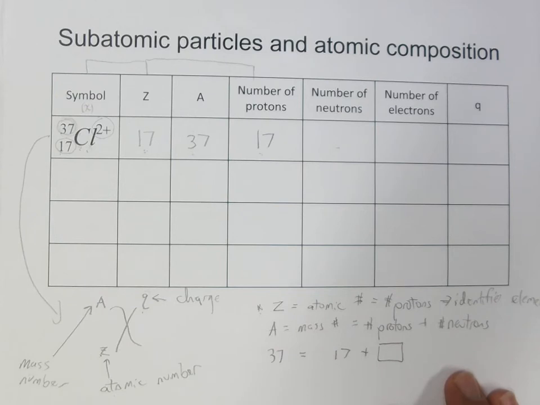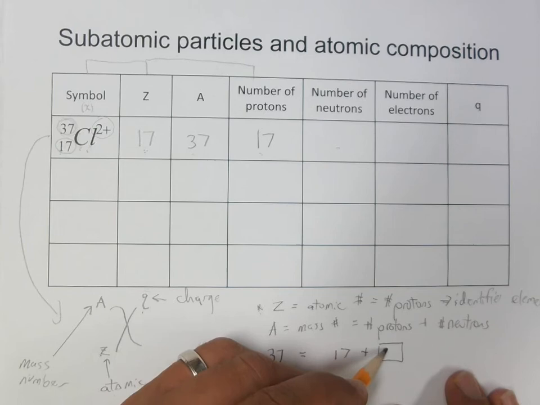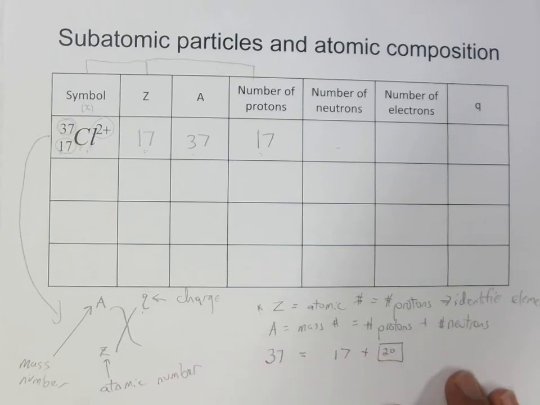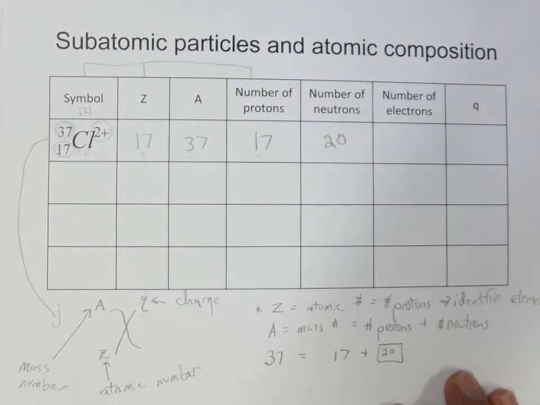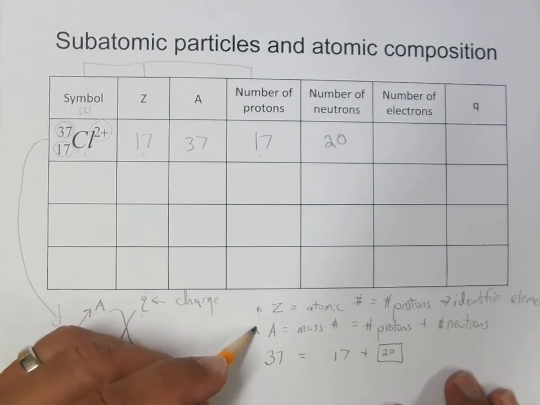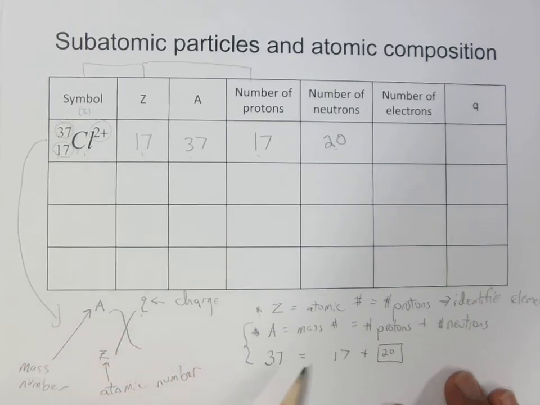So this is the kind of algebra you give to first graders. What do you put in the box? 37 equals 17 plus what? And since these are two digits, maybe third graders, but 17 plus 20, ta-da, will make 37. So this clearly has 20 neutrons for it to be chlorine 37, because then the number of protons plus the number of neutrons equals the mass number. So this is a really important relationship and allows us to use simple algebra to get, if we have two of these three quantities, the mass number, the number of protons, and the number of neutrons, the other one.